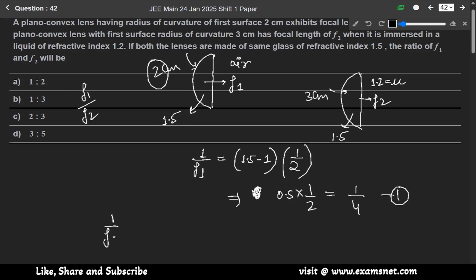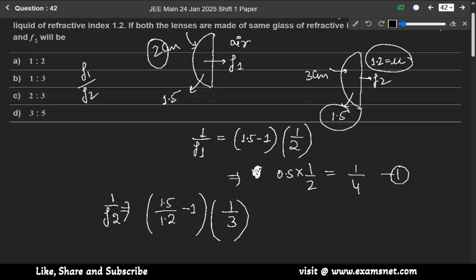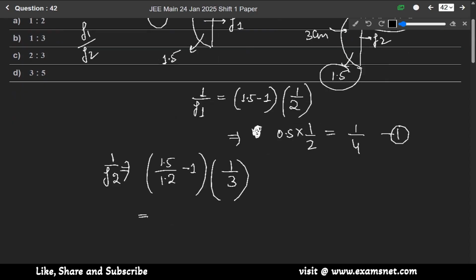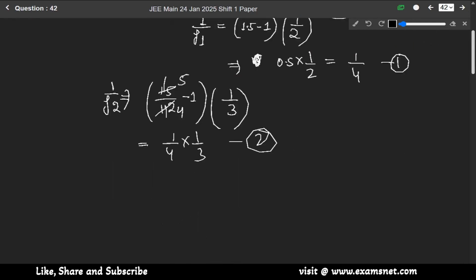And for the second, 1 over f2, the surrounding refractive index is 1.2 and the lens refractive index is 1.5. So it will be 1.5 over 1.2 minus 1, into 1 over r, which is 1 by 3. 3 4s are 12, 3 5s are 15. So it will be 1 by 4 into 1 by 3. This is the second equation.